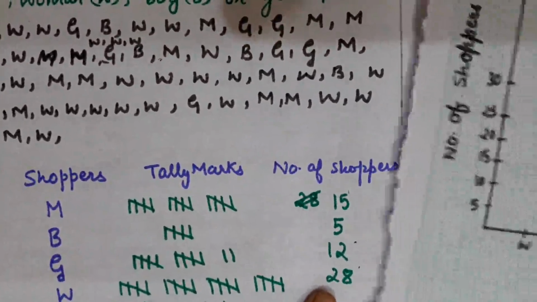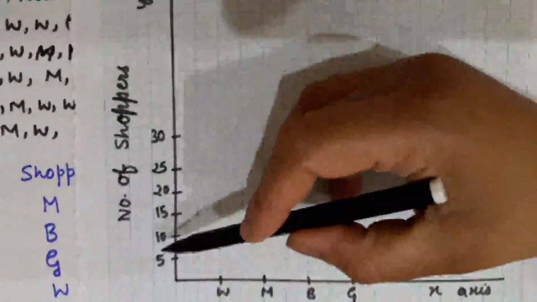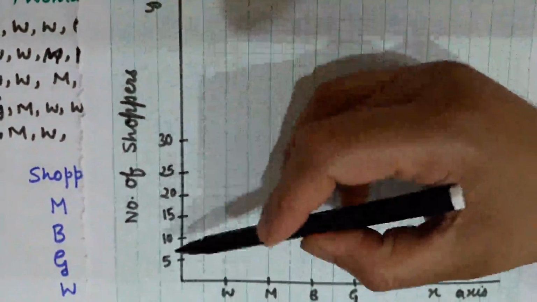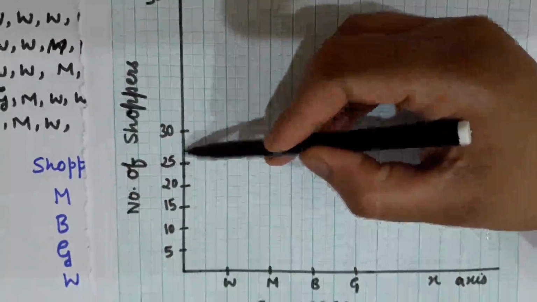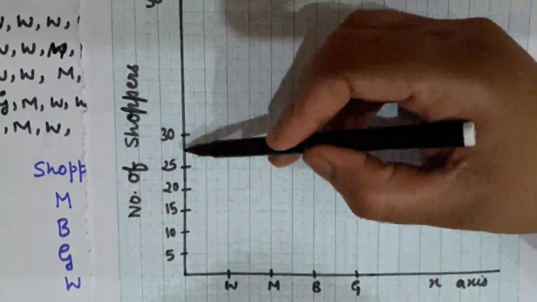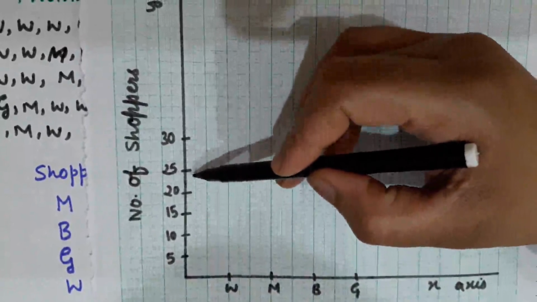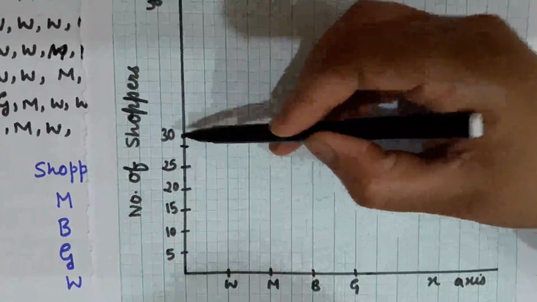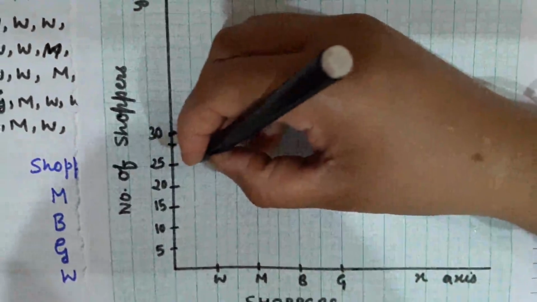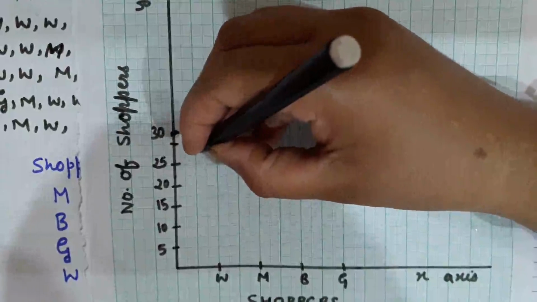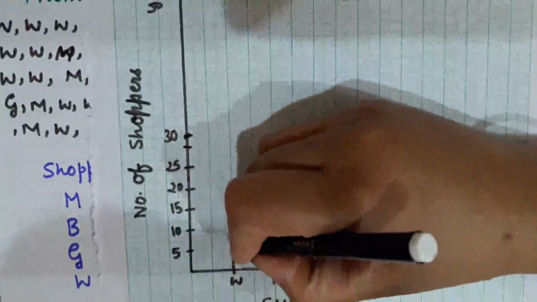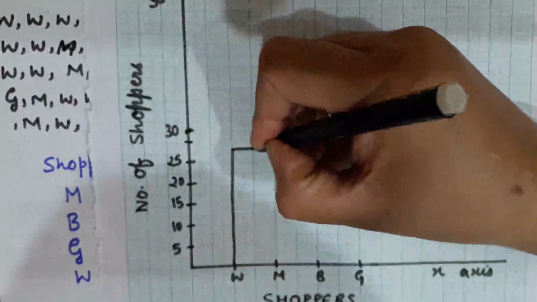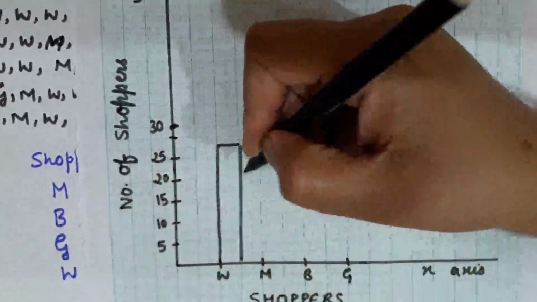So you have to represent 28 in this bar graph. I have taken an interval of 5. So 28, how can you represent 28? See, this is 25, and this will be your 30. Between 25 and 30, where do you get 28? 26, 27, 28 will be here. So you can count and represent it here like this. This will be your 28.